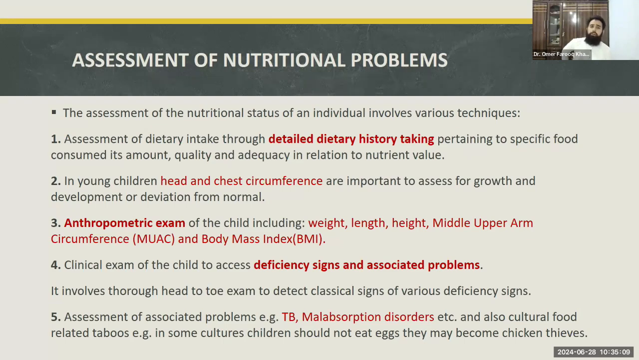It involves a thorough head to toe examination to detect classical signs of various deficiencies, such as if a child is severely pale, is having anemia. The most common mineral deficiency problem all over the world, especially in the developing and underdeveloped world, is iron deficiency anemia.